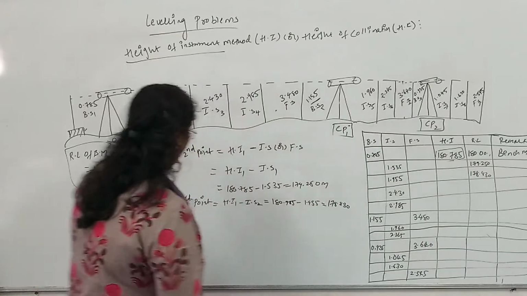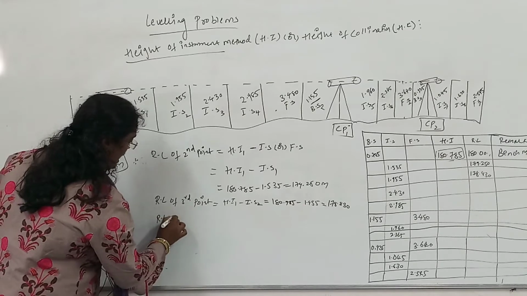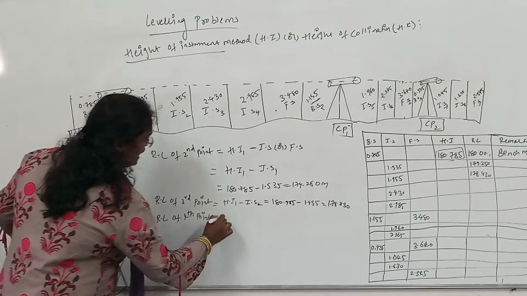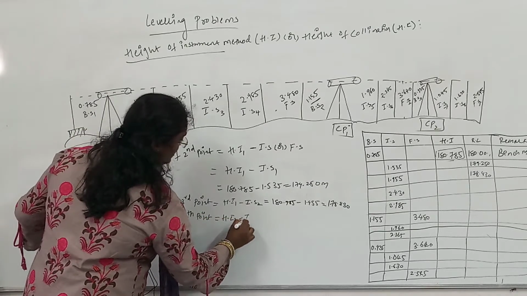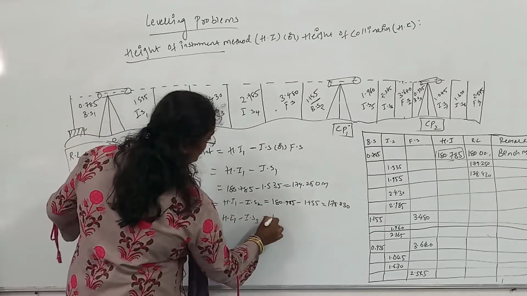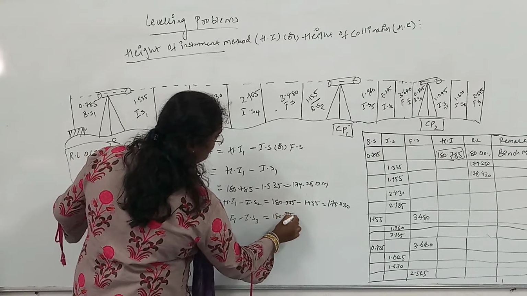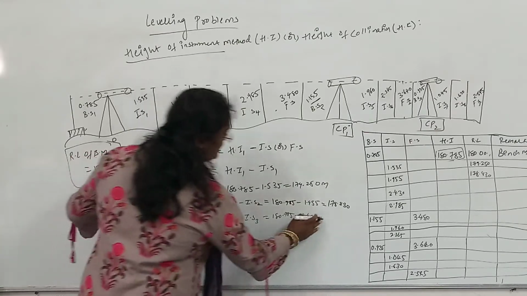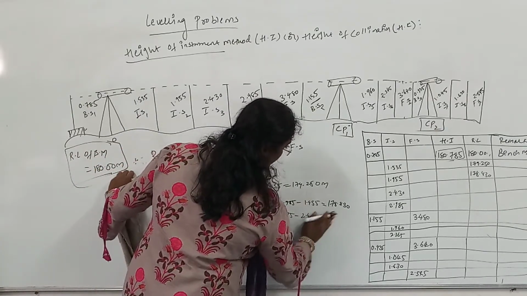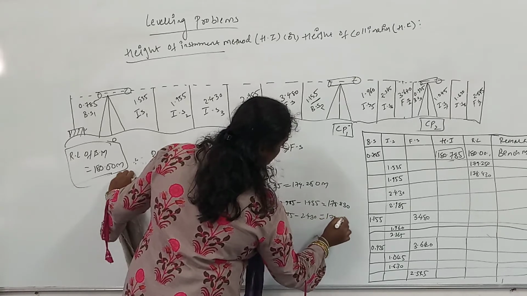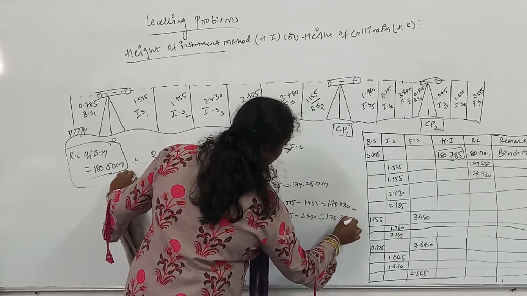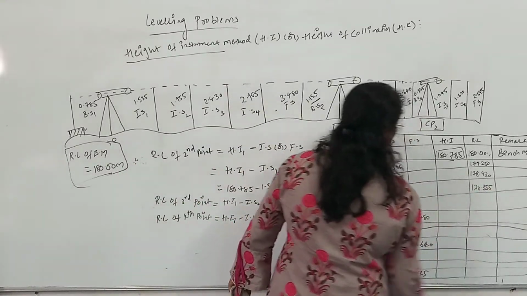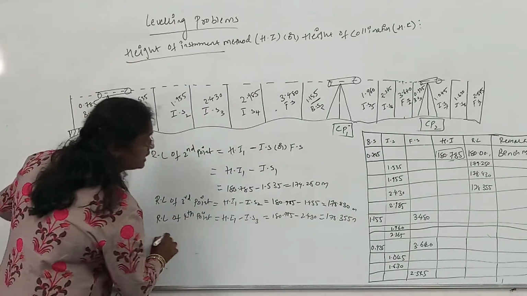Right, next RL of the fourth point. RL of the fourth point is height of instrument 1 minus intermediate sight 3. So what will it be? 180.785 minus 2.430. What will be the value here? 178.355 meters.